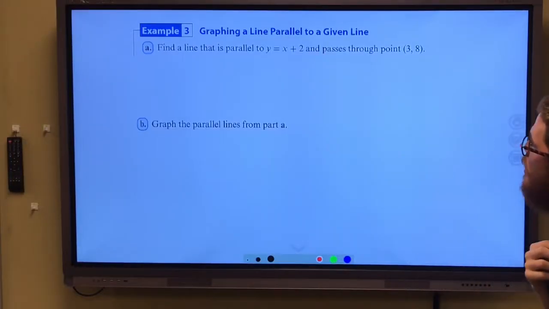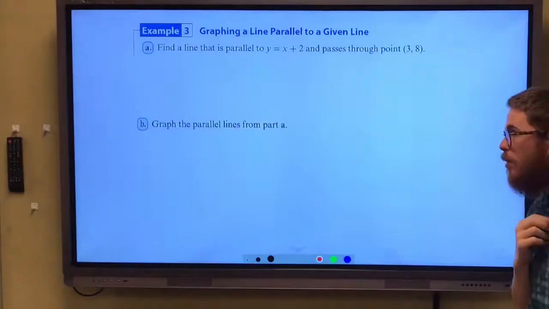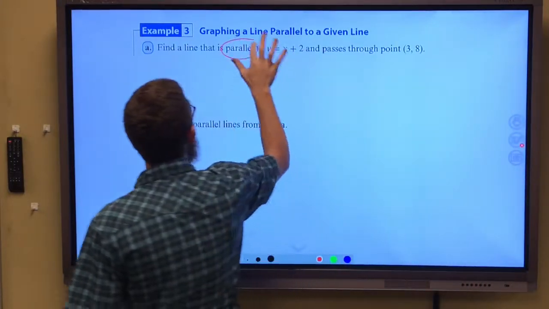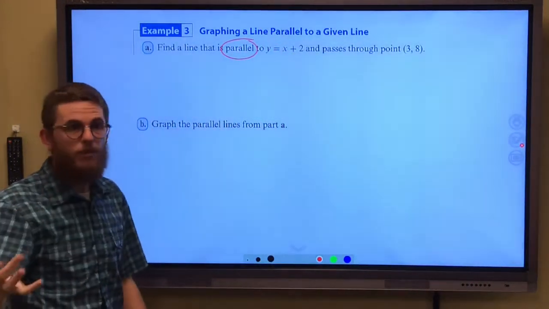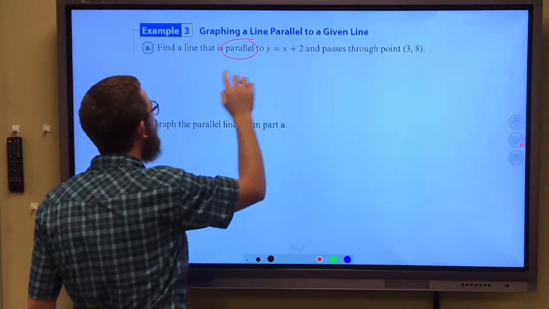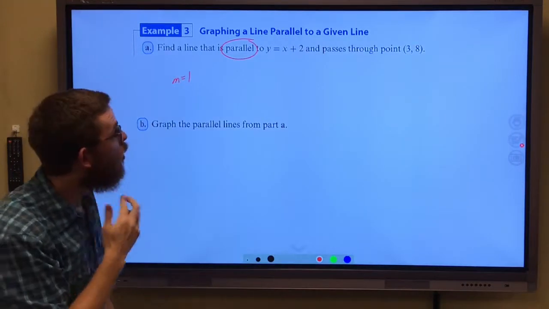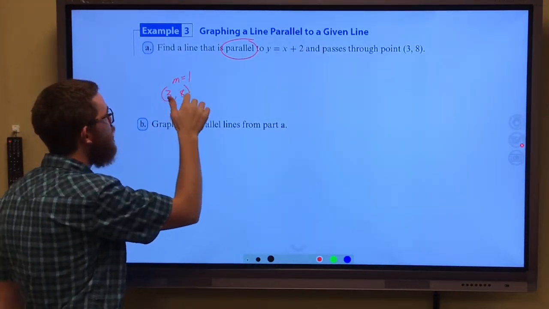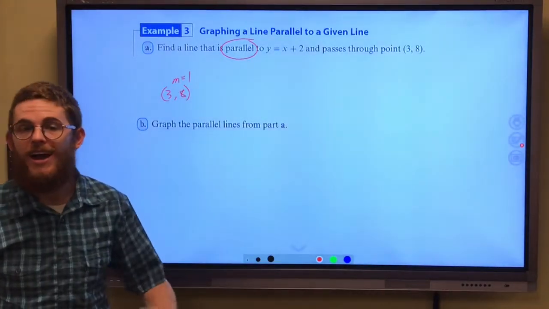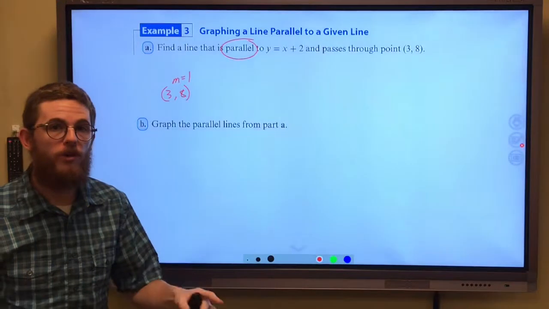Here it says, find a line that is parallel to y equals x plus 2 and passes through the point (3, 8). Well, if it needs to be parallel, that means it needs to have the same slope. The slope here is 1, so my equation needs to have a slope of 1, and it needs to go through the point (3, 8). If I have the slope and I have a point, I'm going to write the equation of this line using point-slope form.